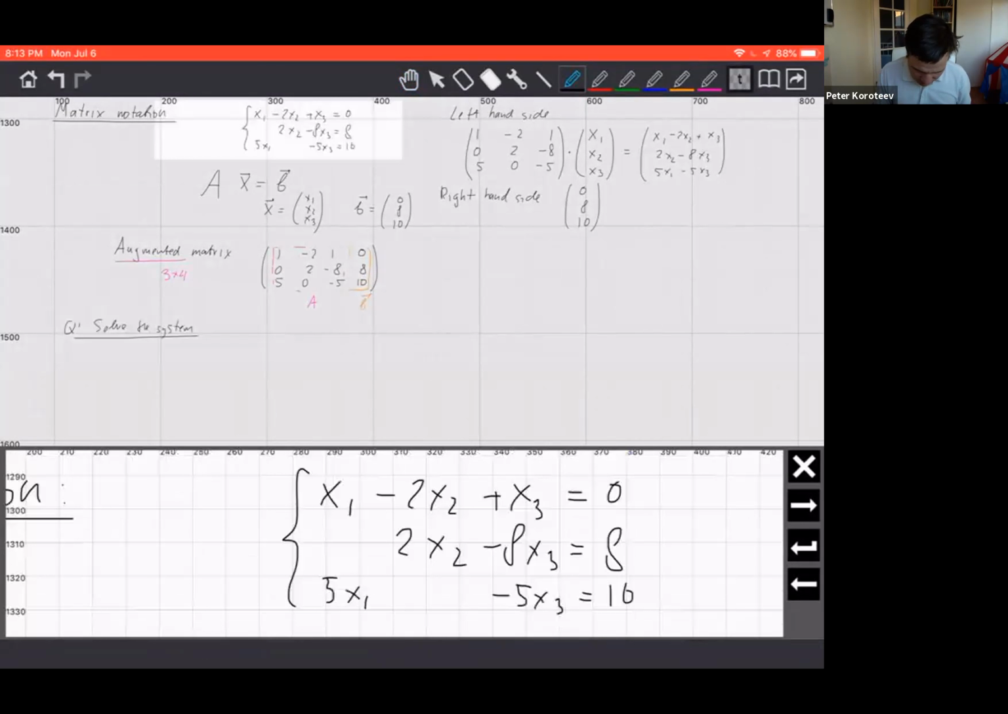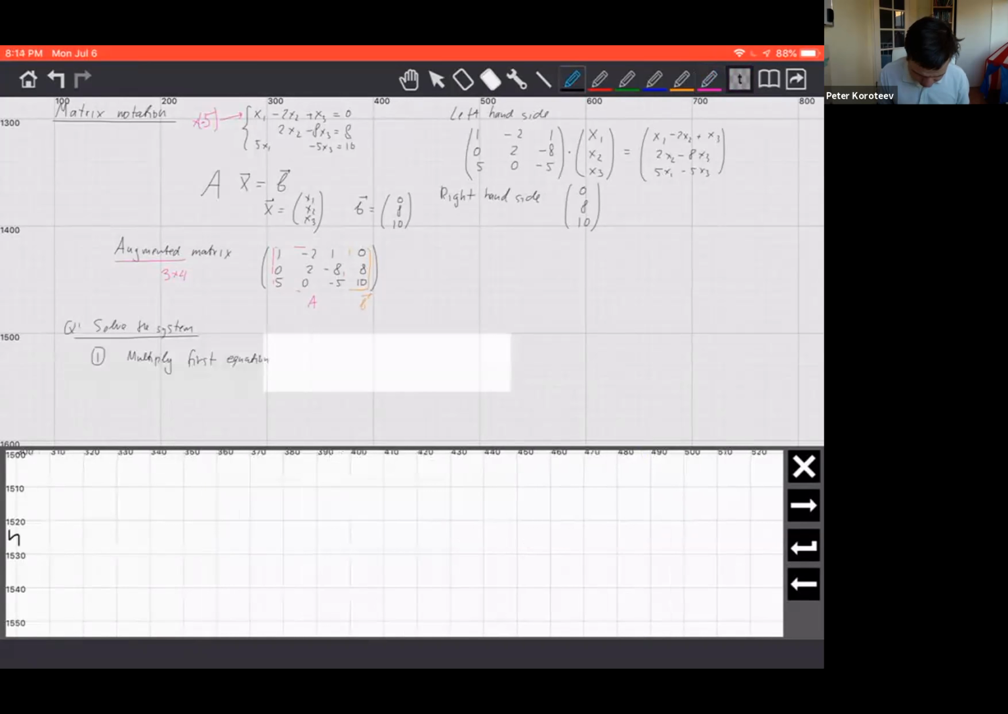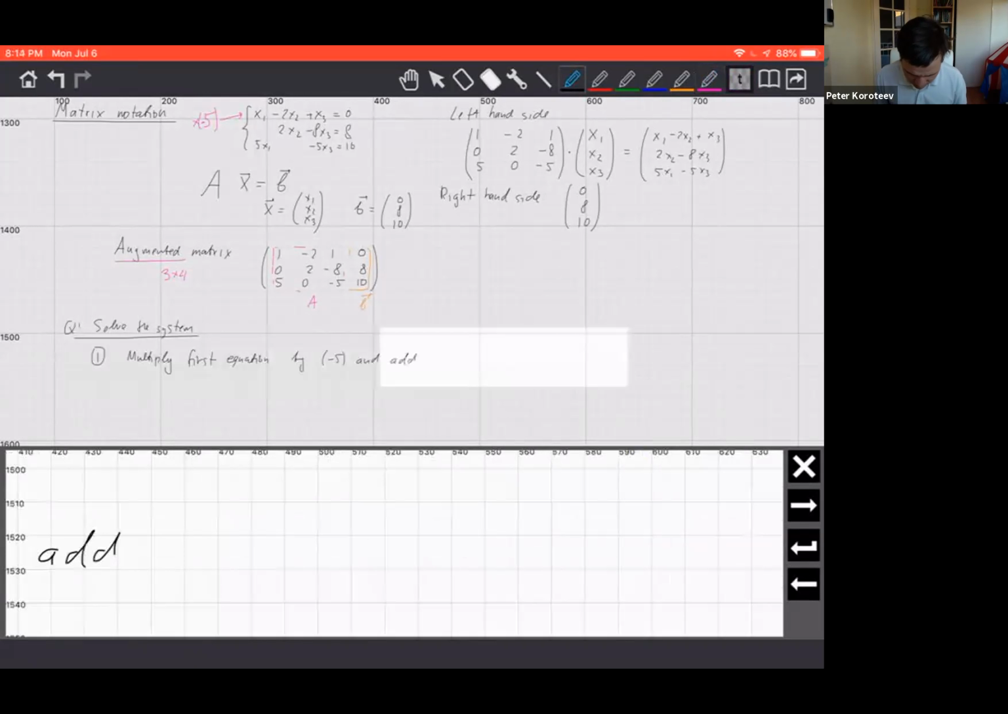So one thing we can do, we can multiply the first equation left and right hand side, multiply it by 5, or rather by -5, and then add it with the third equation. So step 1, multiply first equation by -5, and add, meaning that you add the left-hand side to the left-hand side and the right-hand side to the right-hand side. This is an allowed operation to the third equation.